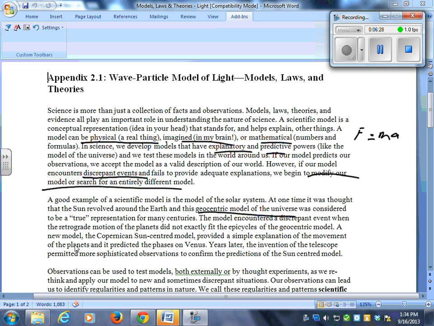A new model, the Copernican sun-centered model, named after Nicholas Copernicus, Danish, I believe. He provided a simple explanation of the movement of the planets, and it predicted the phases of Venus. He put the sun at the center. Okay? Copernicus put the sun at the center, and everything suddenly became simple. It's like, wow, that's so much easier.